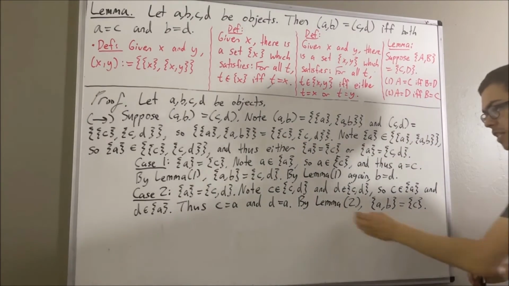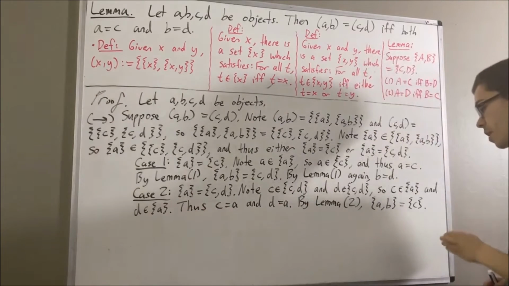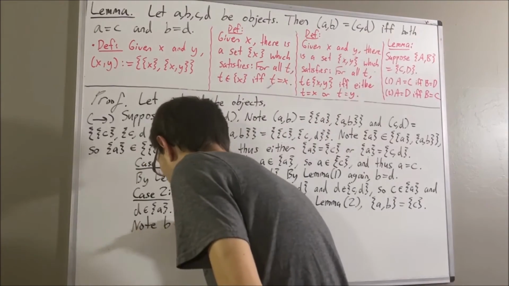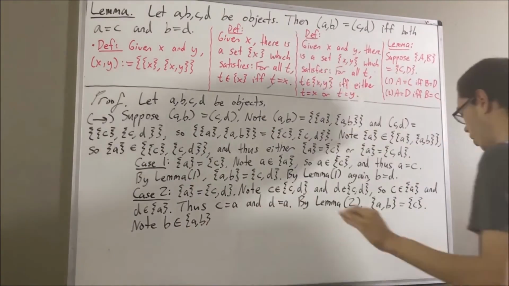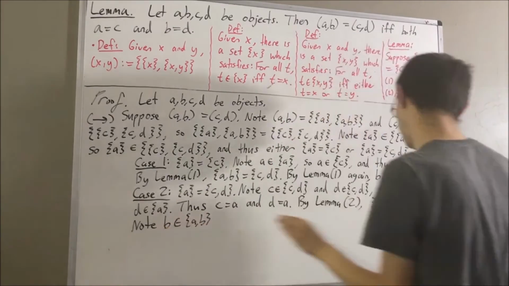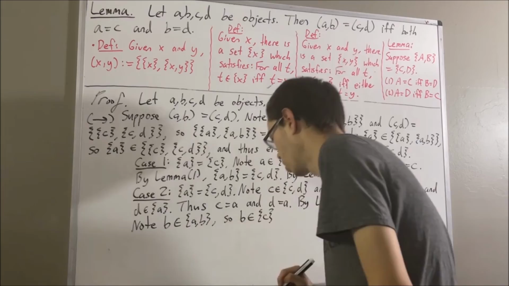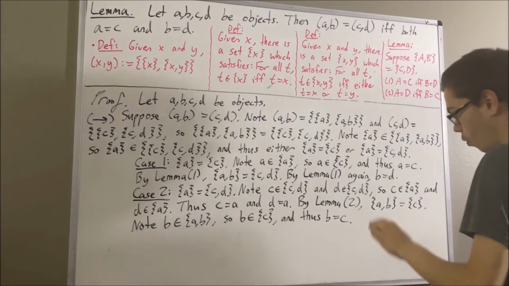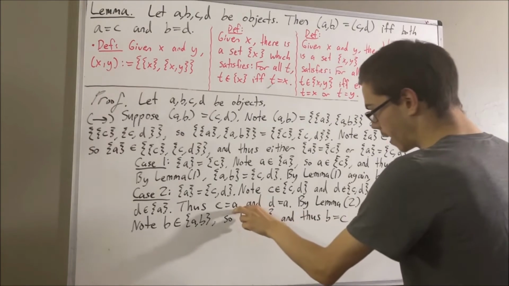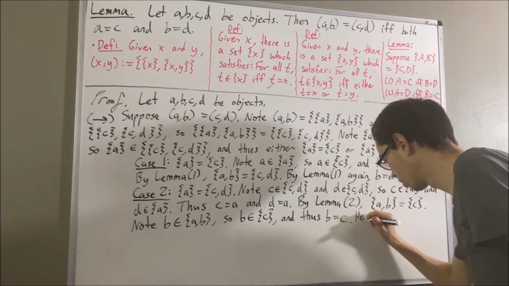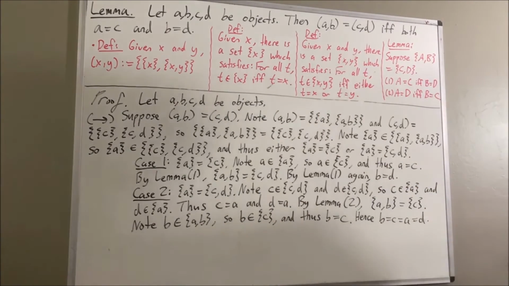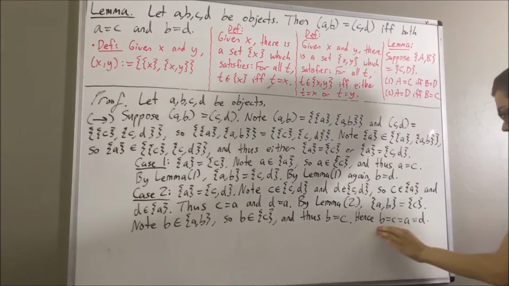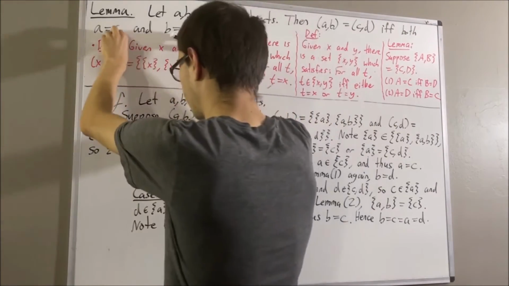And now, performing a similar argument to what we just did, we know that by definition of a pair set, B is an element of this pair set. And since this set is equal to the singleton set of C, B must then be an element of the singleton set of C. And by definition of a singleton set, B is equal to C. So what do we have here? Well, B is equal to C, which is equal to A, which is equal to D. So B is equal to D. So we have proven that in this case, we have that A is equal to C and B is equal to D. So we have proven both things.